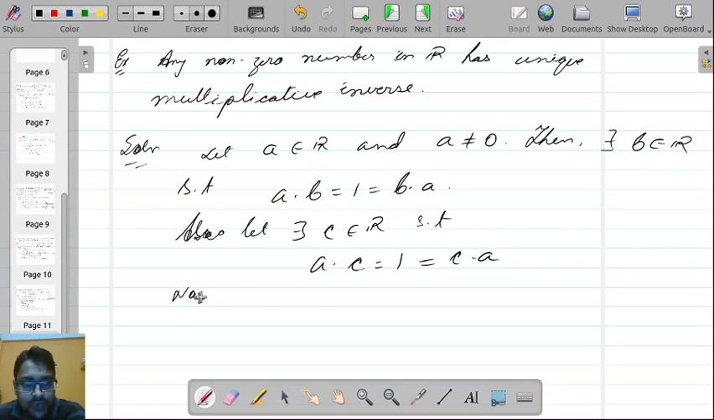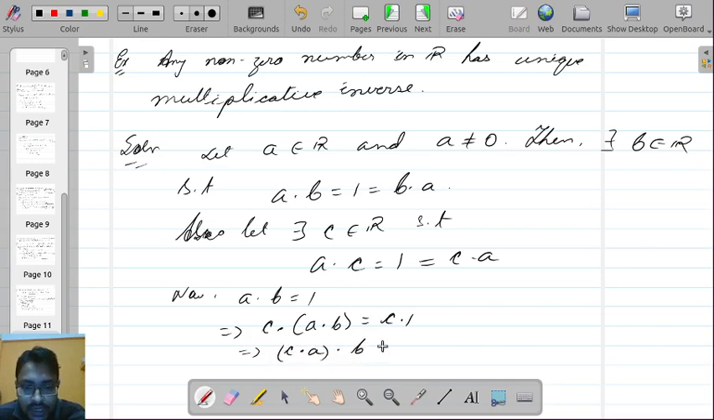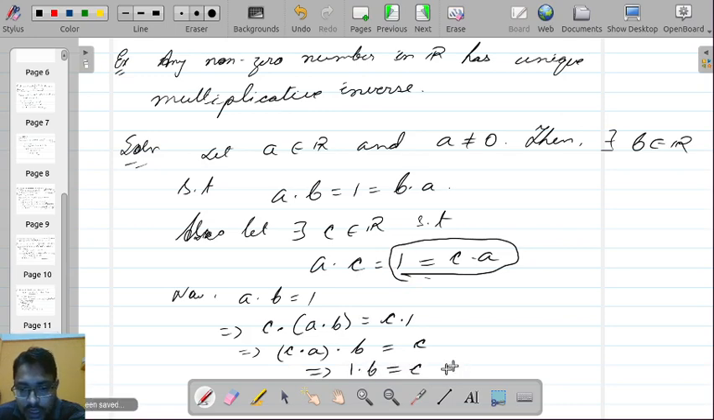Okay, so now A dot B equals 1. So I again apply the associative rule here. We multiply both sides by C. So this is C dot A dot B, and this will be equal to C dot 1. Here we have C dot A, where I apply the associative property. C dot 1 is actually C by the property of the multiplicative identity. And C dot A we have already listed as 1. So this is 1 dot B equal to C. But 1 dot B is actually B. So this implies B equals C.